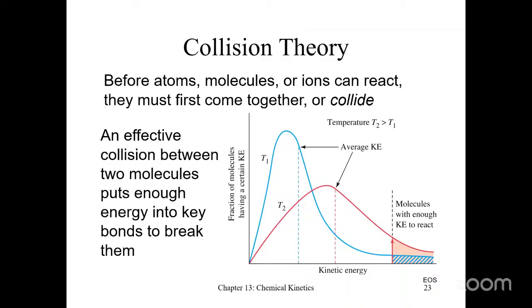So this graph here basically shows you, on the y-axis, the fraction of molecules that contain a certain amount of kinetic energy, and the x-axis is kinetic energy. Now I want us to focus on the blue line for the time being, right? The blue curve, right? This is temperature 1, which is a lower temperature compared to temperature 2. So for temperature 1, this is the plot right here, right?